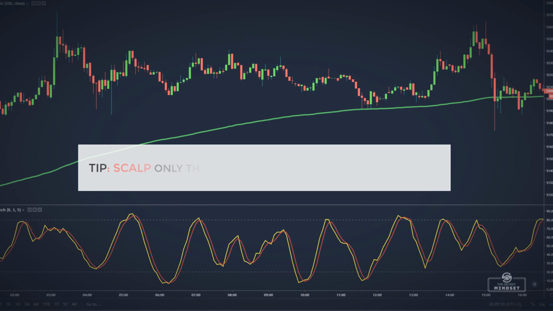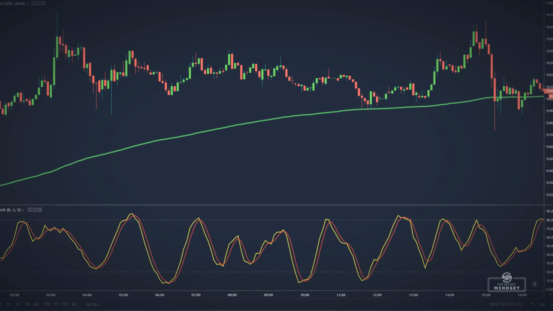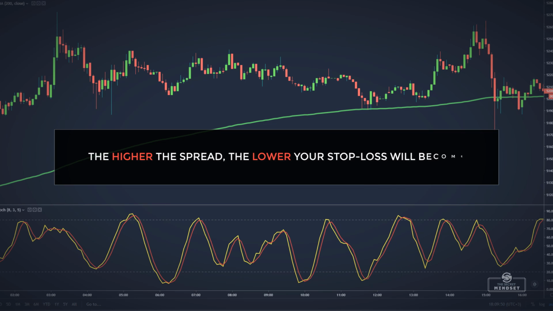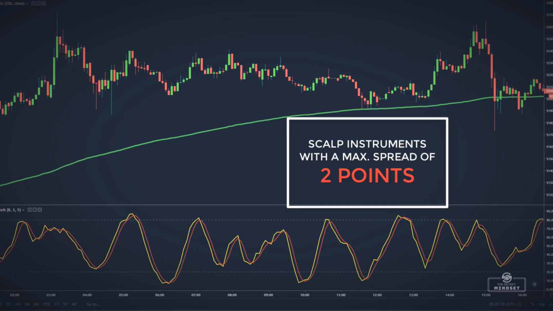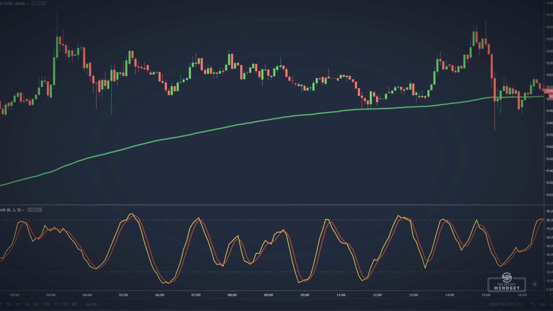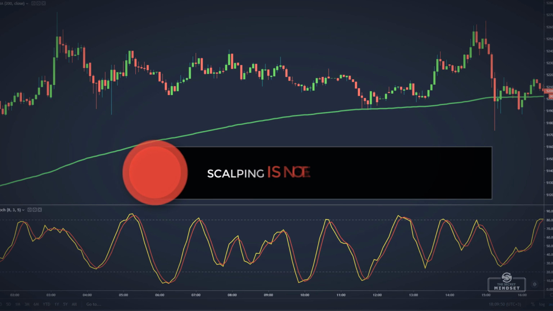Because of the nature of scalping, you need to trade only the instruments with the lowest spreads. As a scalper, by default, you'll use lower stop losses, aiming for small profits. The higher the spread, the lower your stop loss will become. I personally never scalp an instrument that has a spread higher than 2 points, because the risk-reward ratio is not worth it. Like I said before, scalping may seem easy, but it's not.